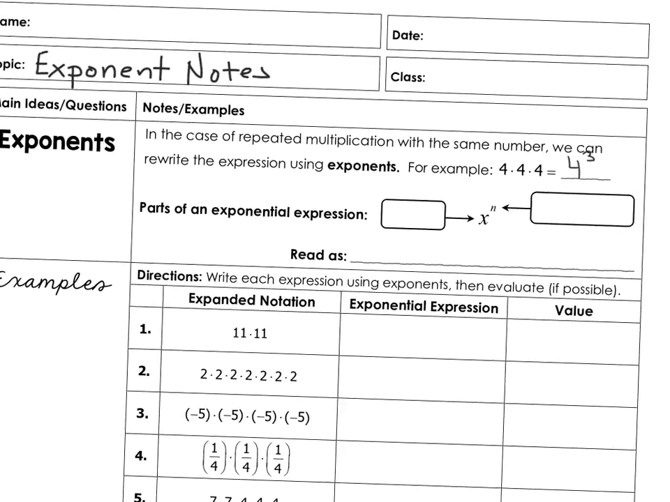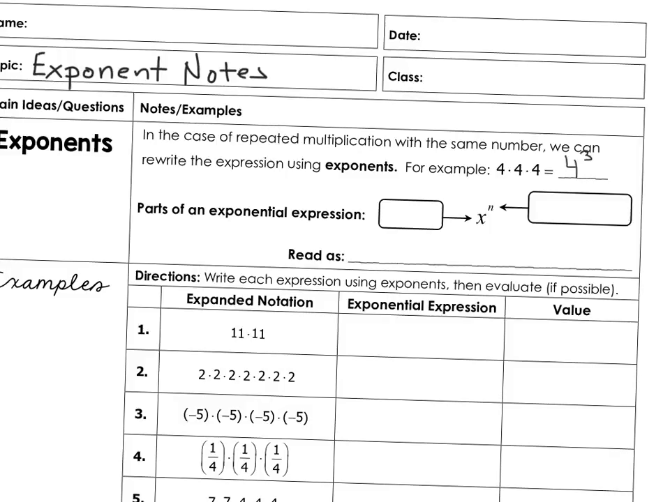So here, the parts of an exponential expression, like we just said, would be the base for x, and then the exponent would be n here. And we would read this as x to the nth power. So up here, this would be 4 to the third power.